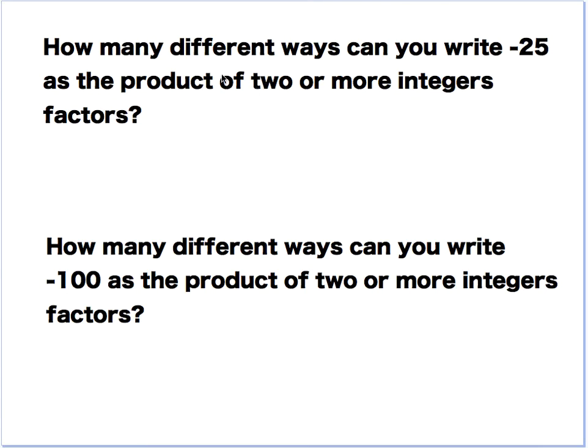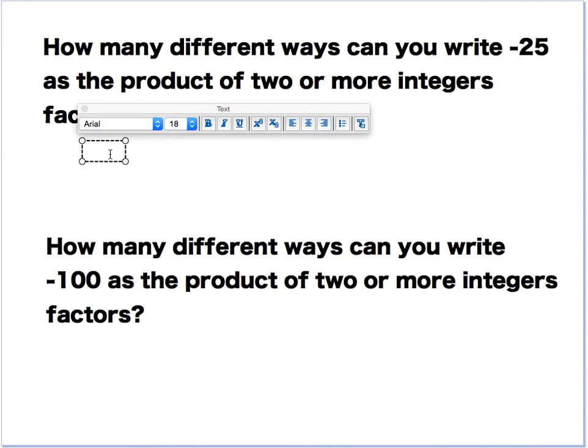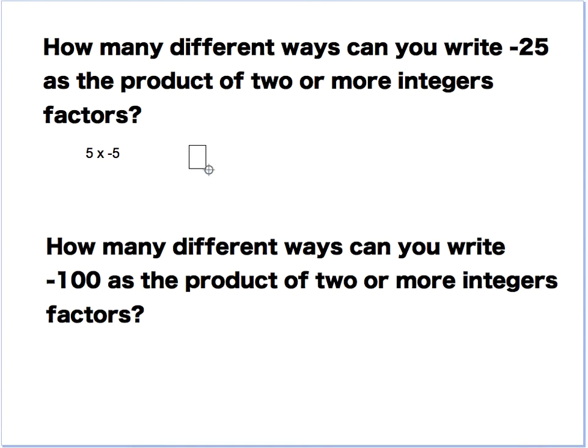We have a couple word questions. How many different ways can you write negative 25 as the product of two or more integer factors? So, what we got to think of is what numbers multiply to give us 25? Well, very quickly, we can have 5 times 5, but because it's a negative, we know that both of the signs cannot be the same. So it couldn't be just 5 times 5. It has to be positive 5 times negative 5.